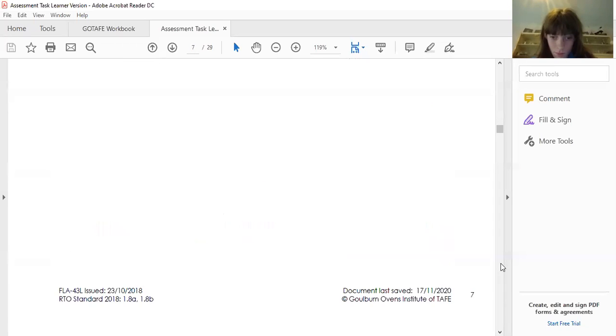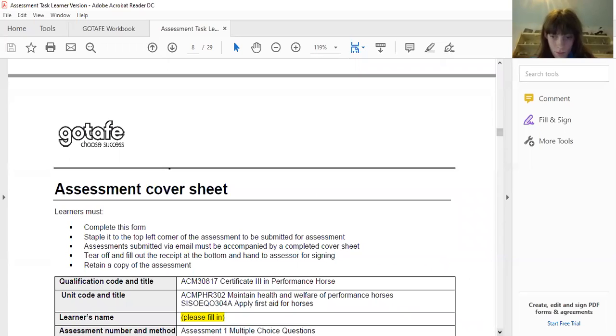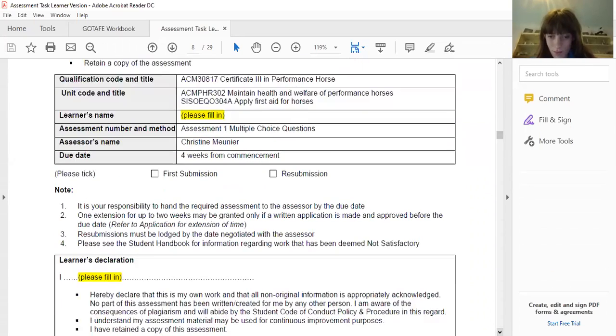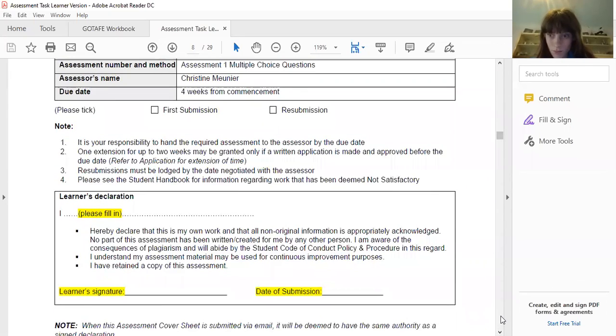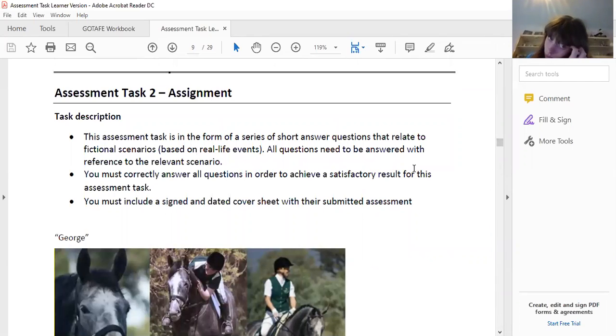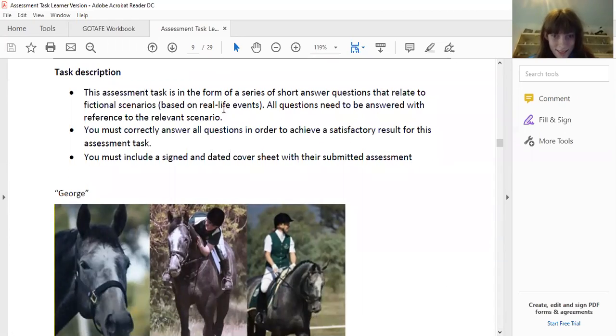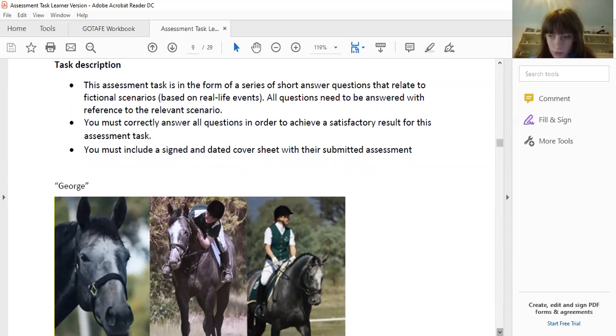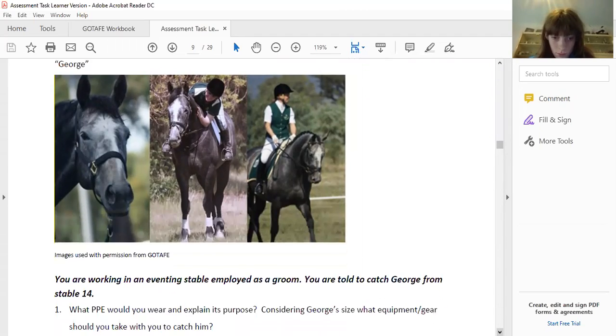And then same deal with this being paper-based, you've got a cover sheet that you need to submit along with that one. I guess the main one we can have a bit of a chat through today is number 2. So that's an assignment about this grey horse called George. So you've got some scenario and short answer questions here that you need to answer based on the information that's given to you. Some of them you may have to research or read through your learner resource and go, okay, how would I go about doing that? And same deal, you need a signed and dated cover sheet to be submitted with it.